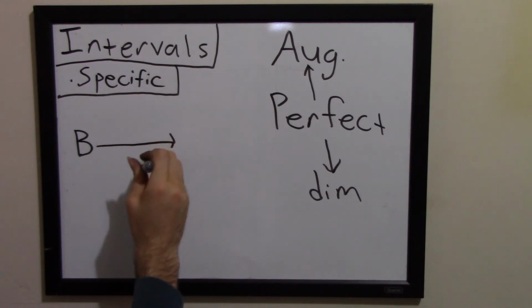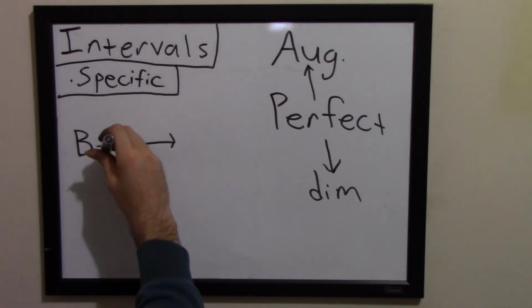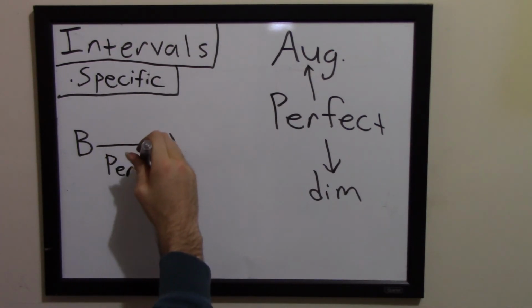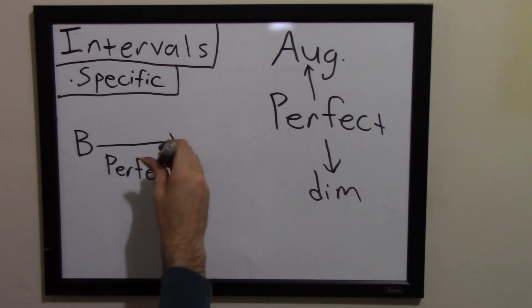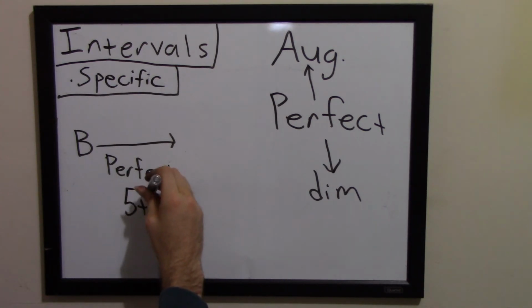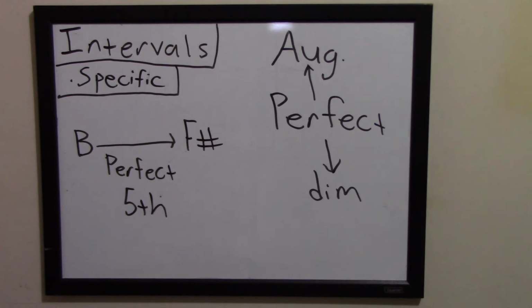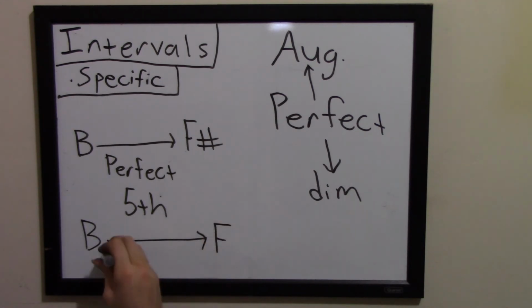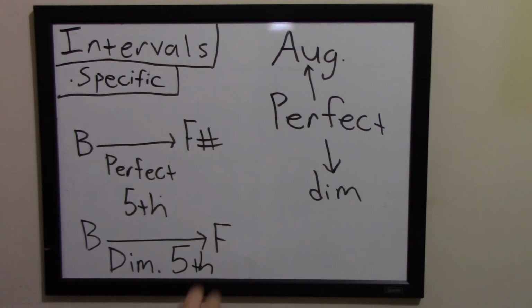So if I were to play a B and ask you to play a diminished fifth above the B, you would say, okay, I know what a perfect fifth is. That's 7 half steps above the B, and it's a generic fifth. That gives me an F sharp. So the diminished fifth above the B would be an F, because now we have a generic fifth that consists of 6 half steps rather than 7. That would be a diminished fifth.